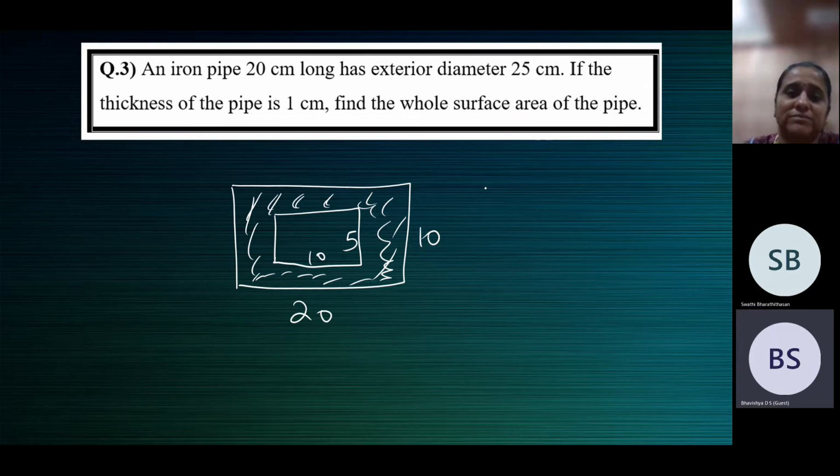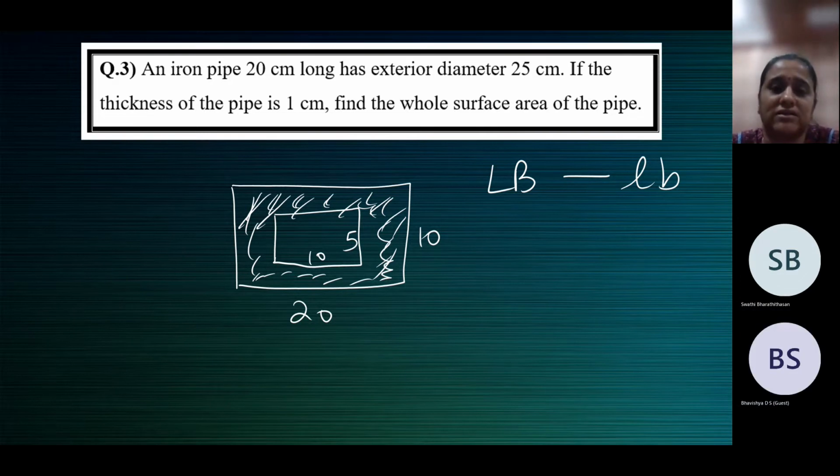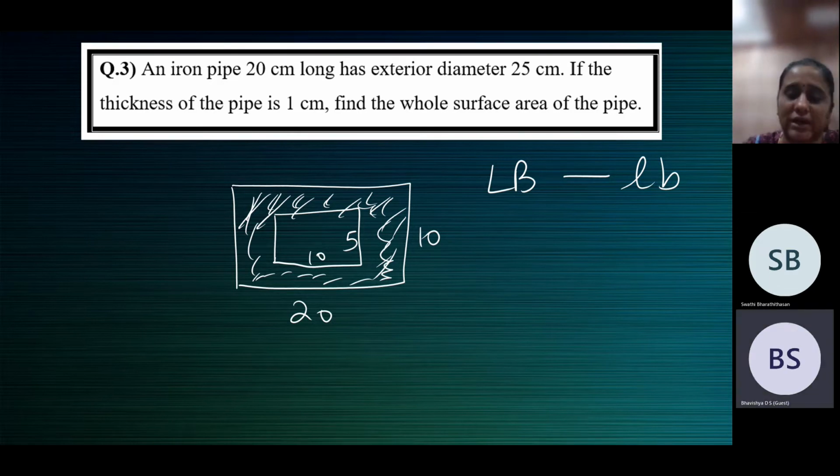Do you understand that, Bhavishya? Yes, ma'am. Area of the shaded region is equal to area of the outer rectangle, that is capital L into capital B, minus area of the inner rectangle, small l into small b. Area of the outer rectangle minus the area of the inner rectangle. Yes or no? Yes, ma'am. I'm using capital L, capital B for the outer rectangle, small l, small b for the inner rectangle. So the area of the outer rectangle is L into B, so capital L into B minus small l into b will be the area of the shaded region.